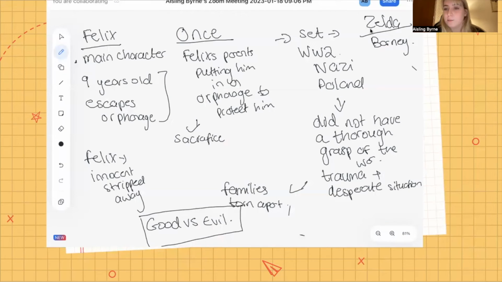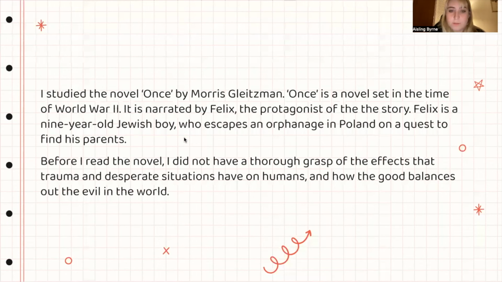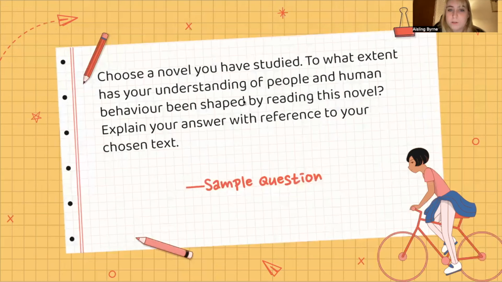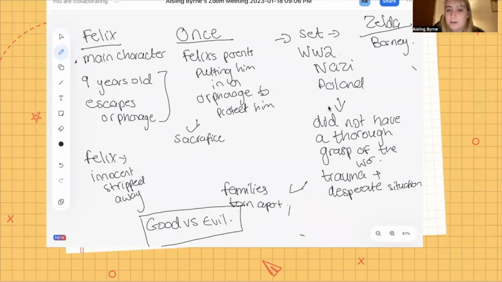These are other side characters that we could mention, Zelda and Barney. So Zelda, her father was actually a Nazi. And Barney is a Jewish man who's protecting Jewish children. So just to start it off, because we have to talk about understanding and what we have understanding of.